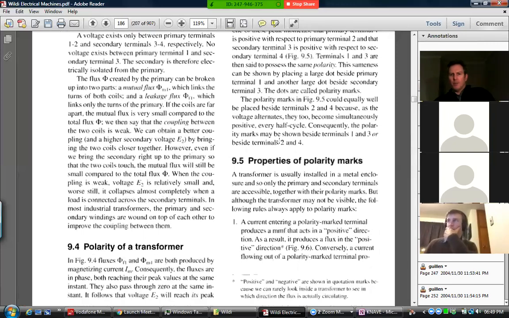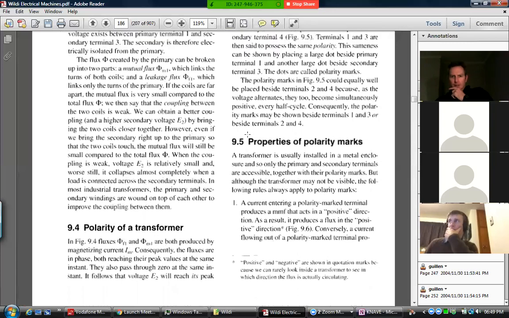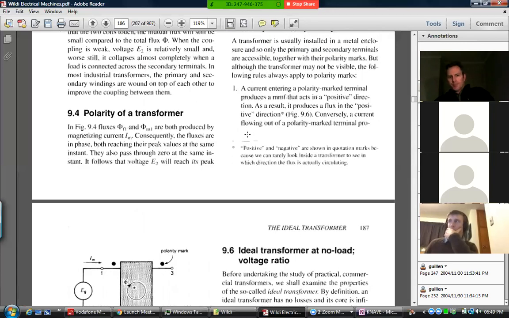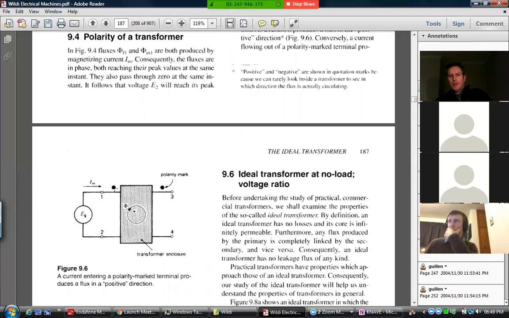Okay, let's talk about the polarity marks while we're about it, just because it's here. That's the way Wildy does it. He just has two black dots. Later, though, he does tend to use an H1 and H2 for the input side and X1 and X2 for the secondary side. So we'll see that later. But for now, the dots just mean that these two have the same polarity.